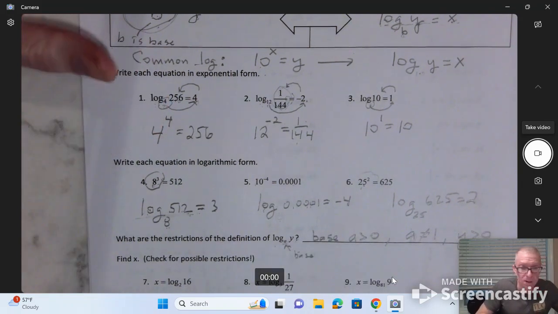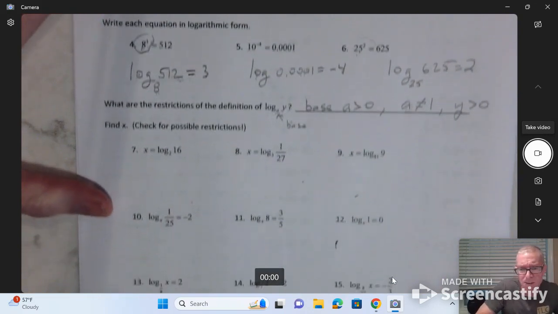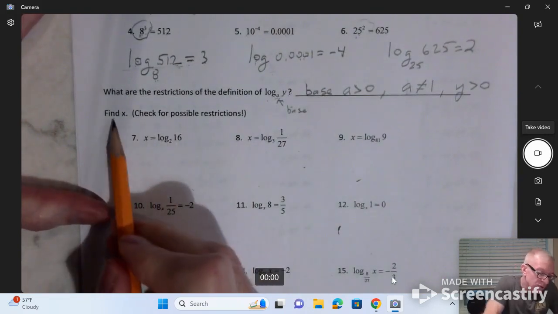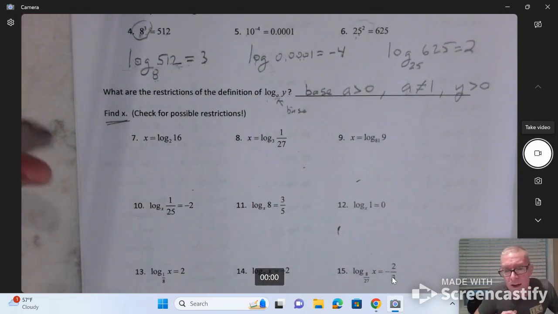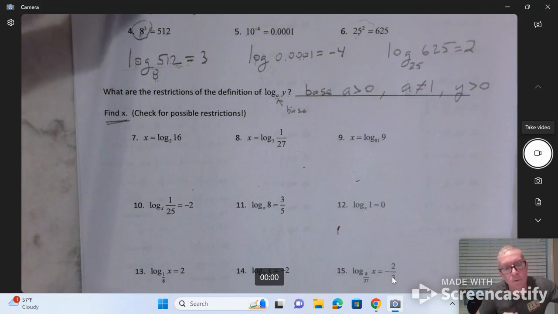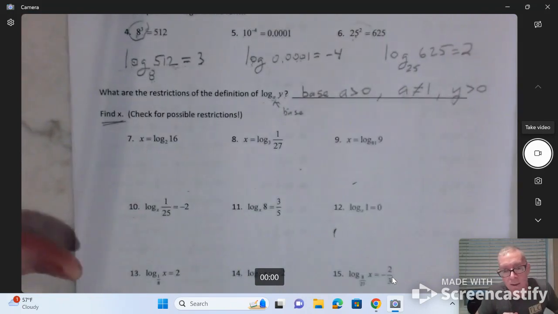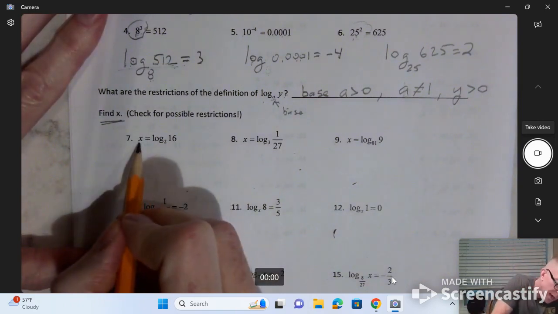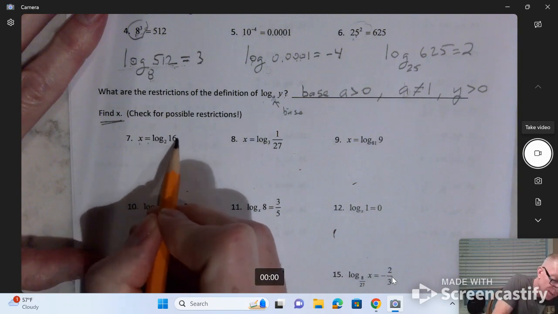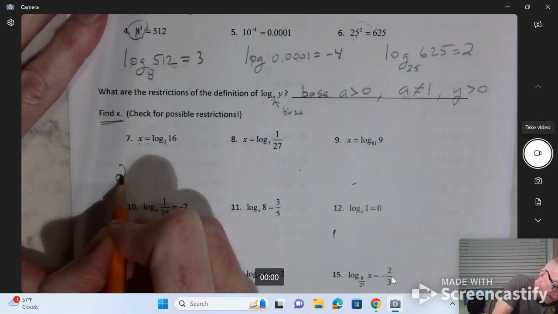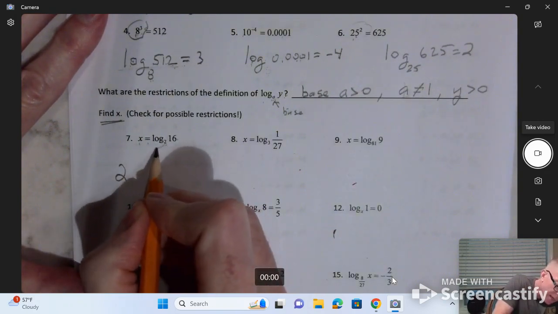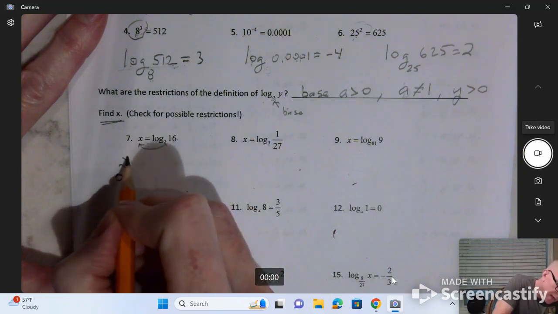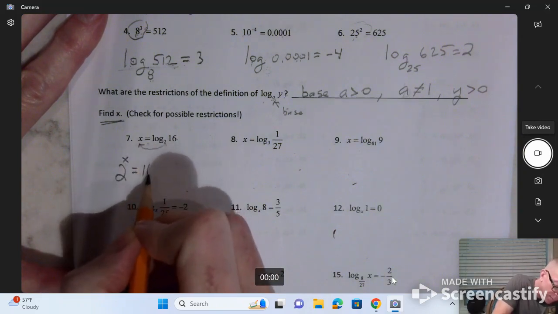Okay, now down at the bottom, we're going to do some practicing. And here we're actually finding x. We're solving for x. So we're going to get used to going back and forth between log form and exponential form. And then you're going to get it into an equation where you can actually solve for x. Okay, x equals log base 2 of 16. My base is 2 of my exponential expression. My exponent is over here. 2 to the x is equal to 16.